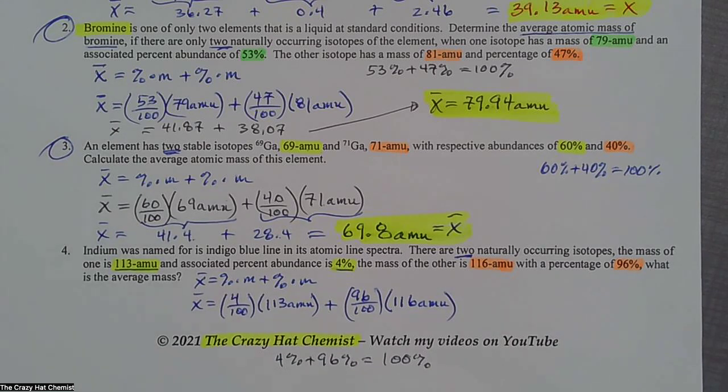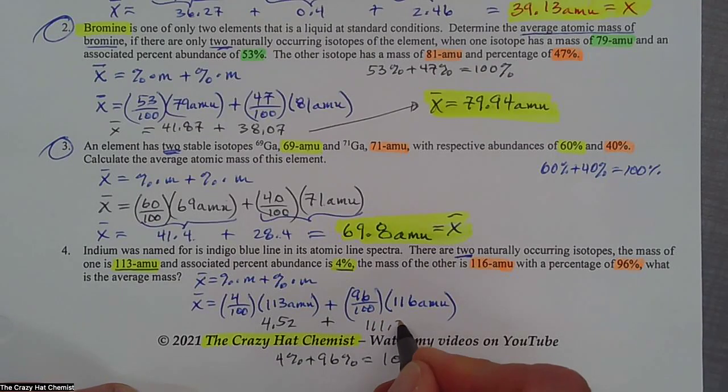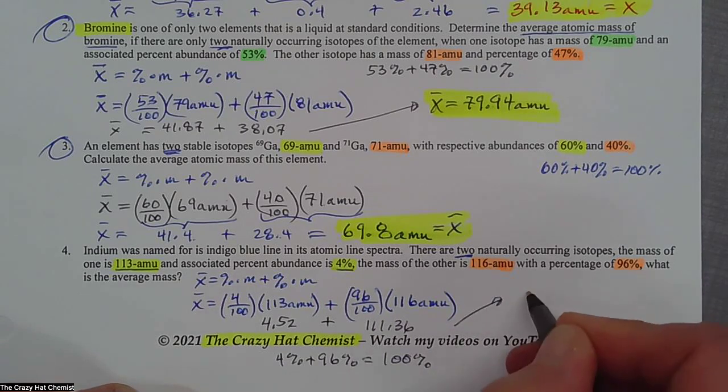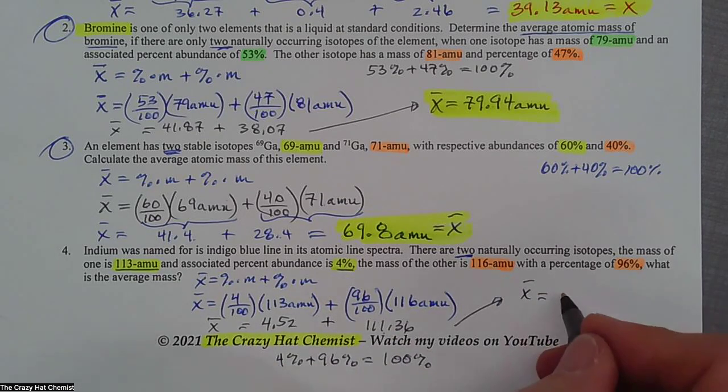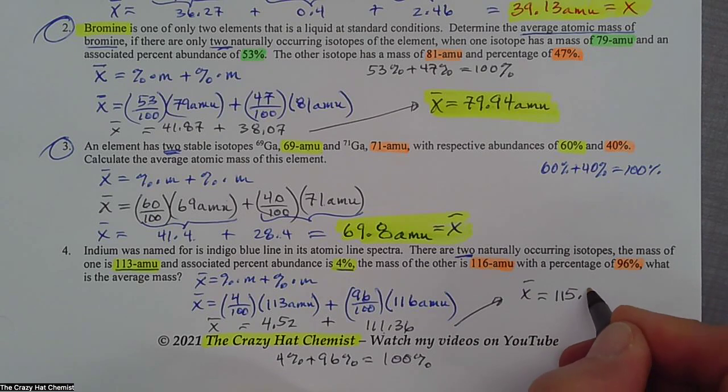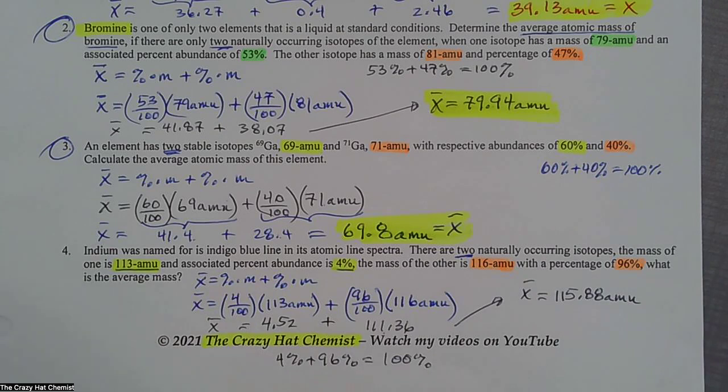All right, so let's see if we can do this. This is the 4 divided by 100 times 113. That will be 4.52 plus the 96 divided by 100 times 116. That's 111.36. So our average, we're going to sum up these two numbers here. As we sum up those two numbers, that will be 115.88 atomic mass units. This will be our answer.